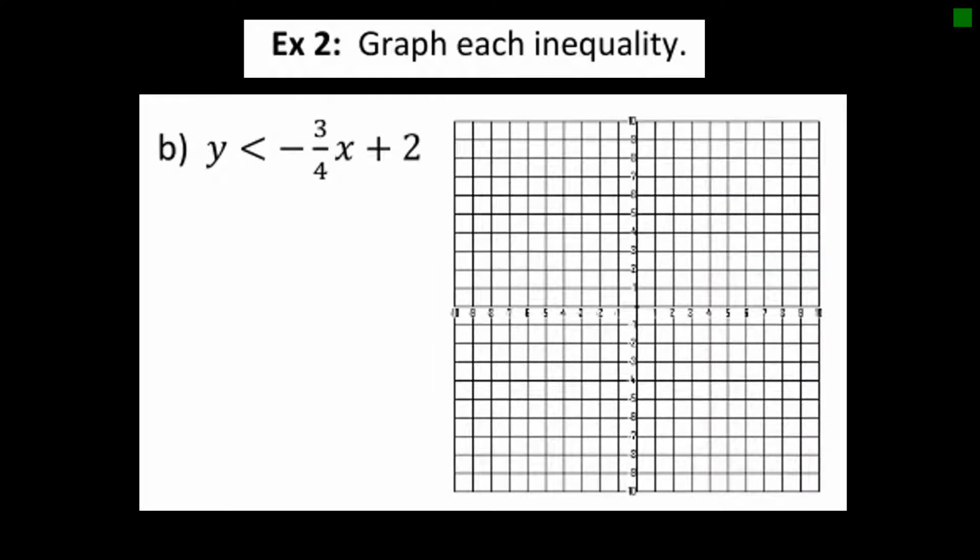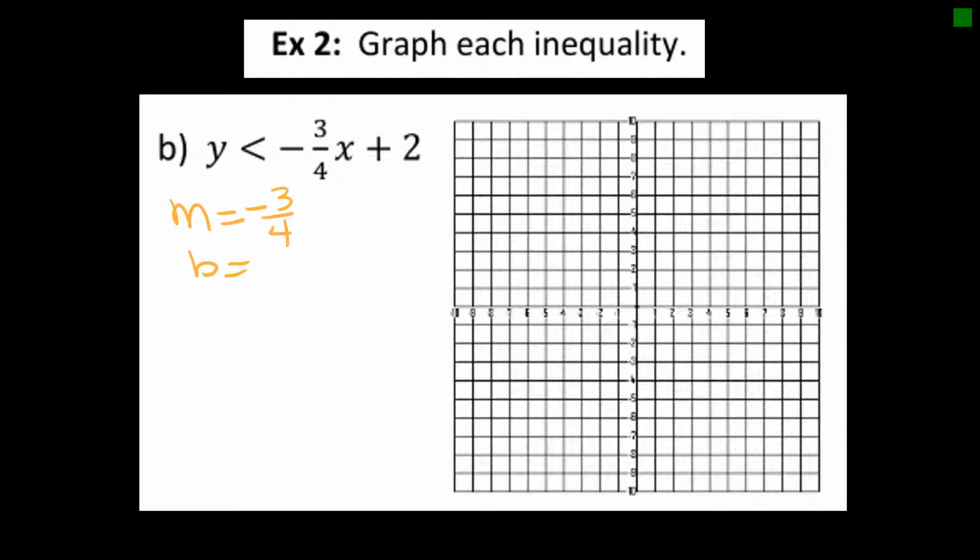All right, moving on to b. Y is less than or equal to negative 3/4 x plus 2. Now, some of you don't like fractions, but remember, when we have fractions as our slope, it makes our life easier. So my slope is whatever's in front of the x, so it's negative 3/4.